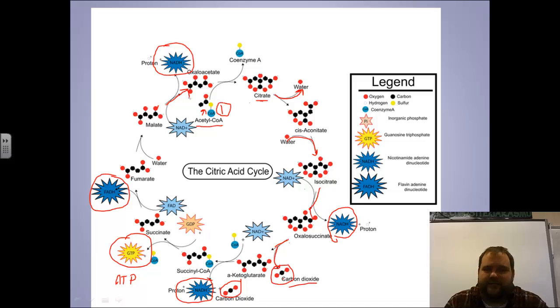So the whole process in a couple sentences: we add acetyl-CoA, we run it through this process that generates 3 NADH and 1 FADH, and it also generates an ATP. For each acetyl-CoA we put in, we get 3 NADH, 1 FADH, and 1 ATP. So that's what this cycle does.